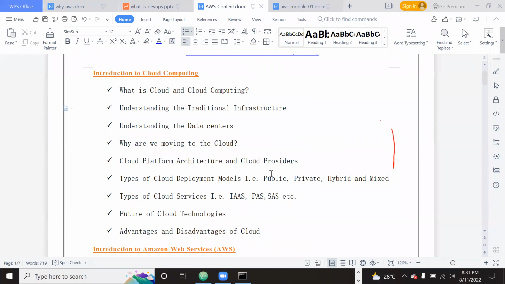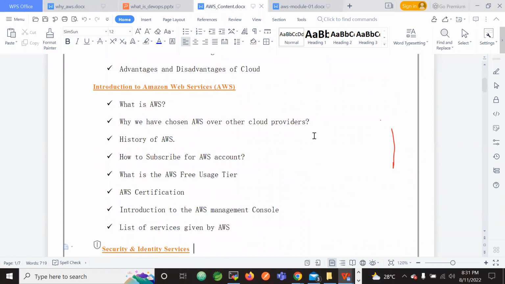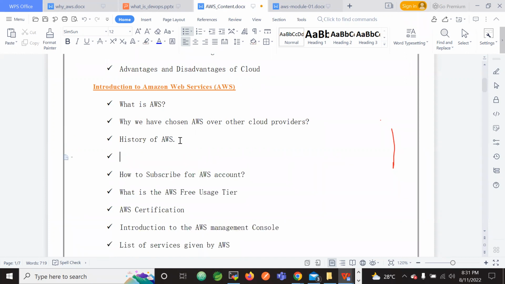Yes, thank you. So module 1 is the basis for any cloud understanding and learning. Once module 1 is done, we will go to what is AWS, understanding AWS, why we are choosing AWS, the history of AWS, and then the AWS global infrastructure. Very, very important: understanding the AWS global infrastructure.